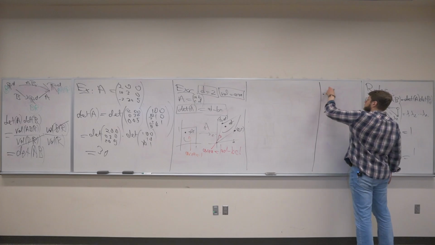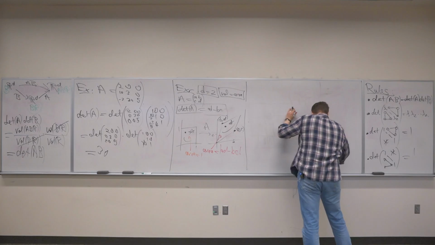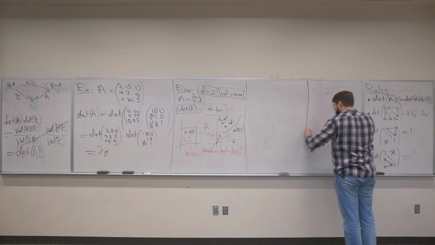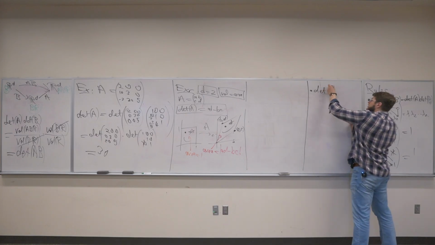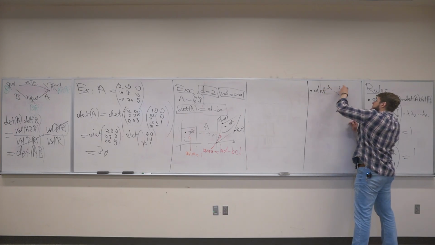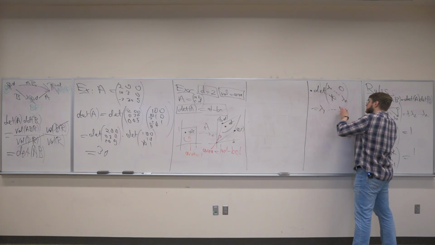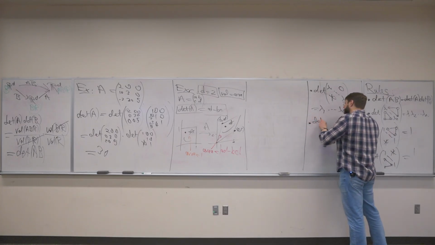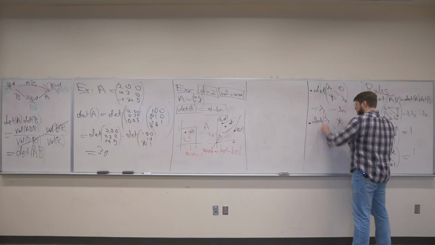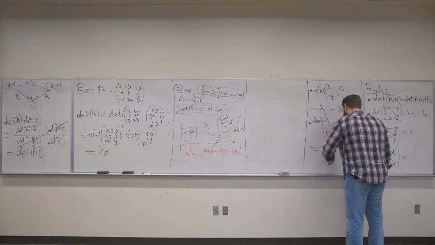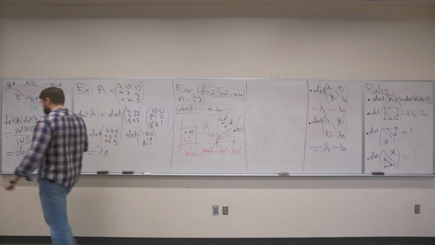So, determinant of lower triangular, so say lambda 1 all the way up to lambda n here, all zeros here, and some stuff here. This is lambda 1 dot dot dot lambda n, the product. Determinant of upper triangular, some whatever here, zeros. Otherwise, it's the product again. Okay. These are two more rules.